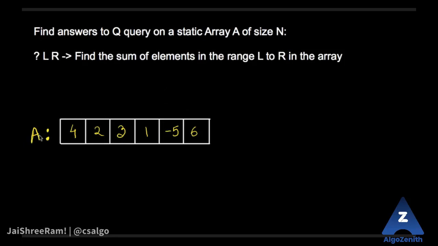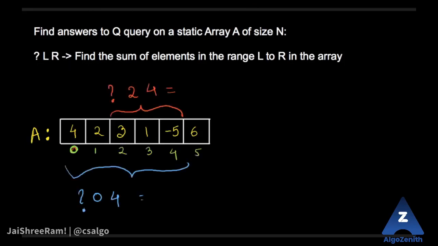So you'd be given an array A with values in it, and you'd be given Q different queries one after another, and after each query you need to tell me the sum of the range L to R. If we quickly look at an example, we have ? 2 4. That means the sum of the elements in the range 2 to 4. That is this range, 3 1 -5, and this is equal to -1.